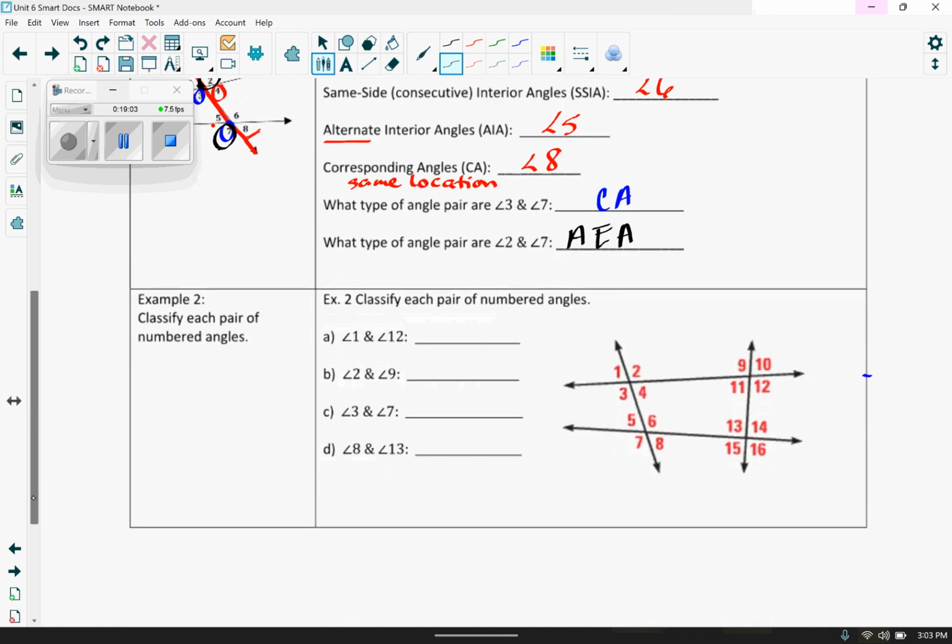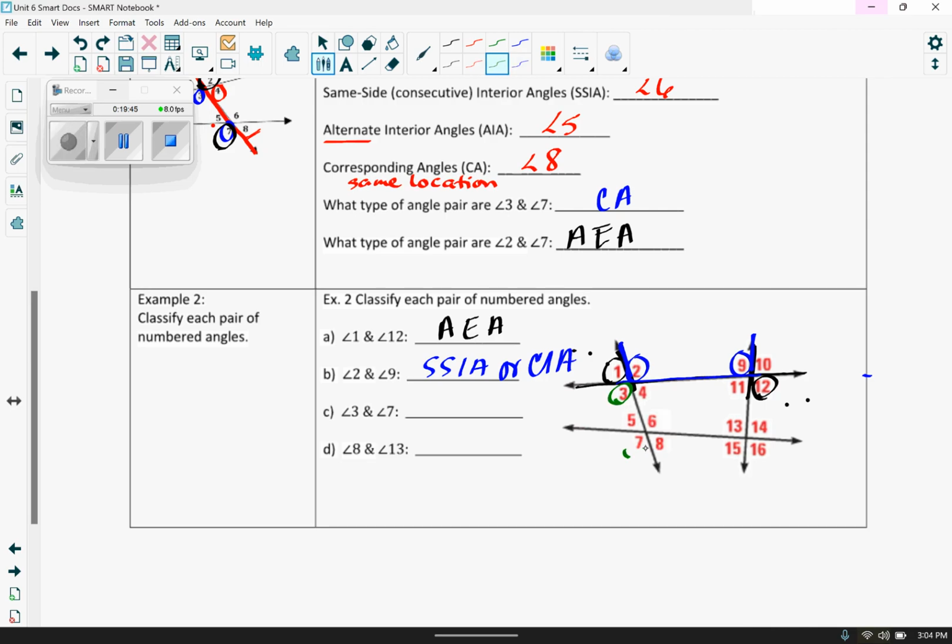And the last example 2 down here, I just wanted you to look at it and try to see. So angle 1 and angle 12. So basically here are my lines, and this is my transversal. So these are going to be alternate exterior. They're outside of the two lines, so they're going to be alternate exterior angles. And then if I do 2 and 9, they're on the same side and they're inside those two lines. So they're going to be same side interior angles, or CIA.